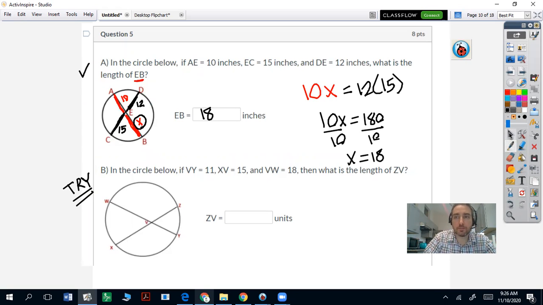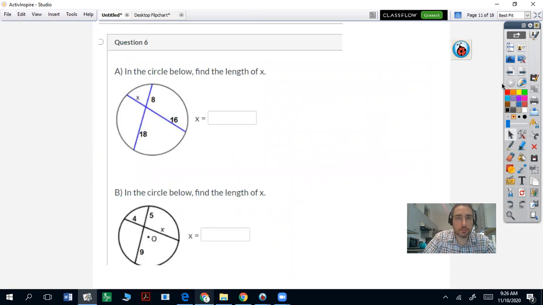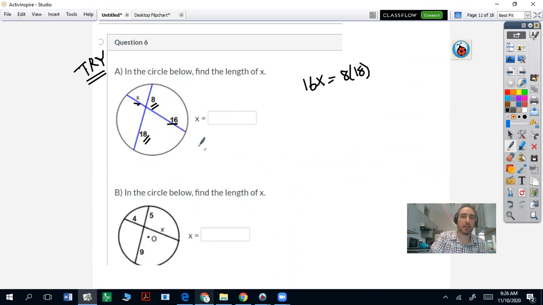Let's go on to number 6. All right, 6 is already labeled for you, so it's just like number 5. So you can try both of these. You might get a decimal and that's okay, but you're basically just going to say X times 16 equals 8 times 18. 16X equals 8 times 18. Set it up, solve it out, multiply and divide, and you get your X value. Same thing for letter B, so you can try that one on your own.